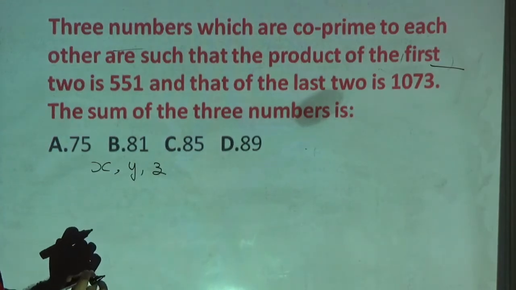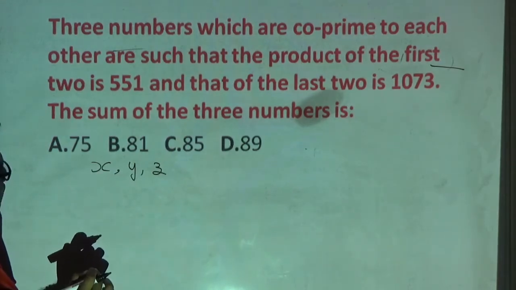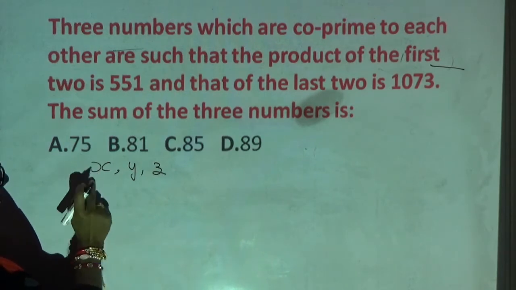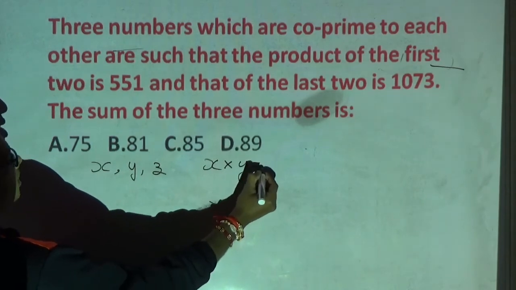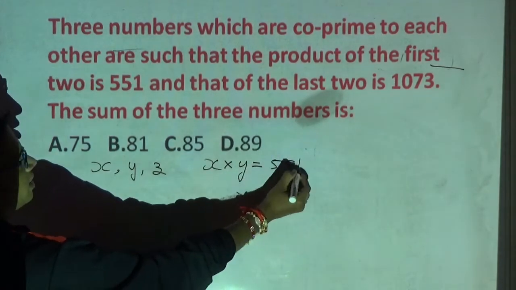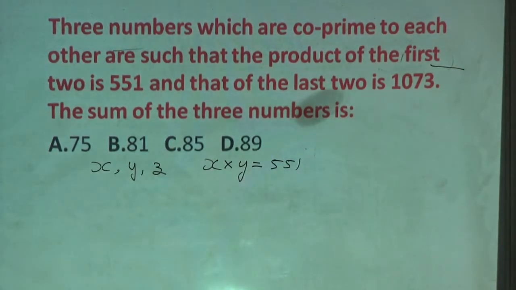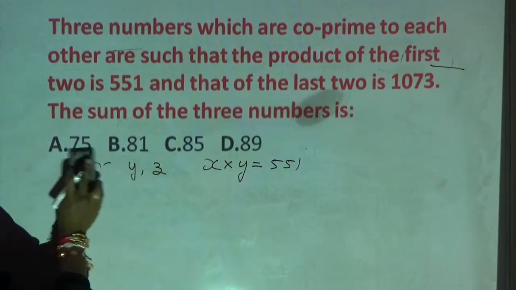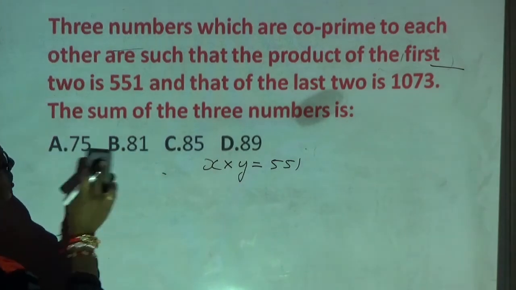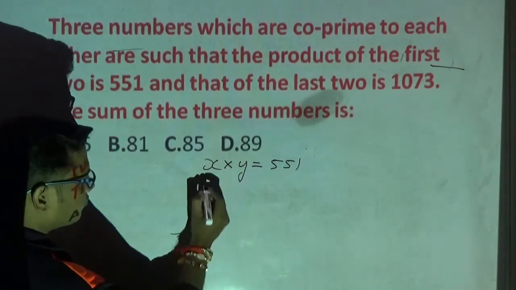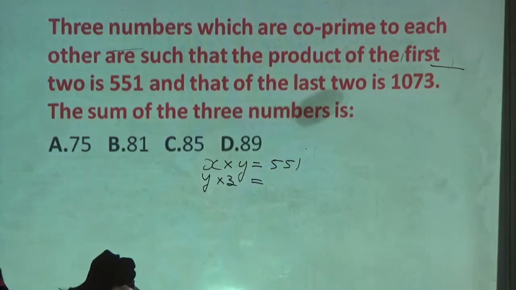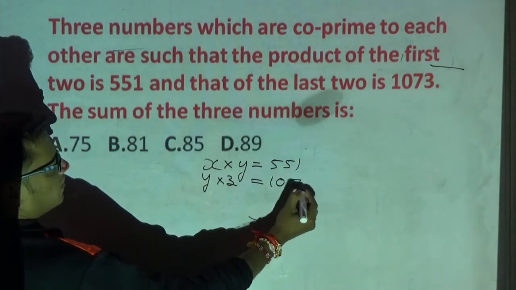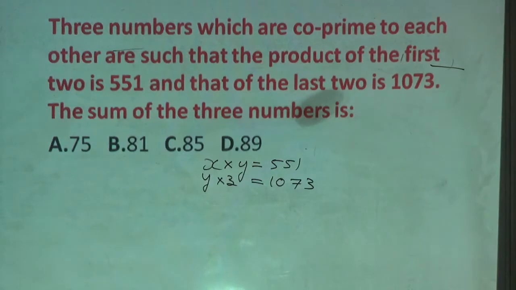Now the product of first two. x and y are the first two numbers. They are telling the product of first two is 551 and the product of the last two, that is y into z, is 1073. They are telling 1073.